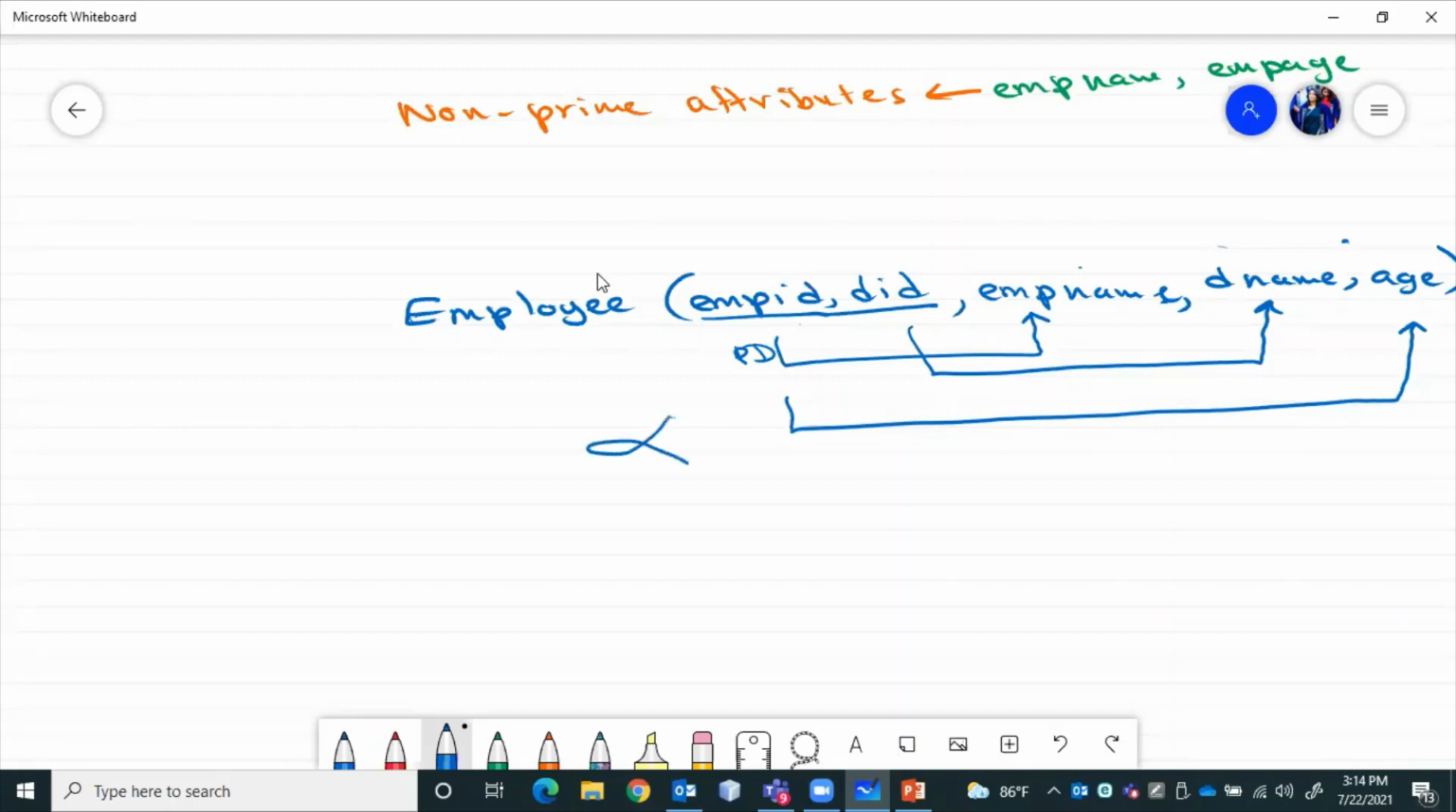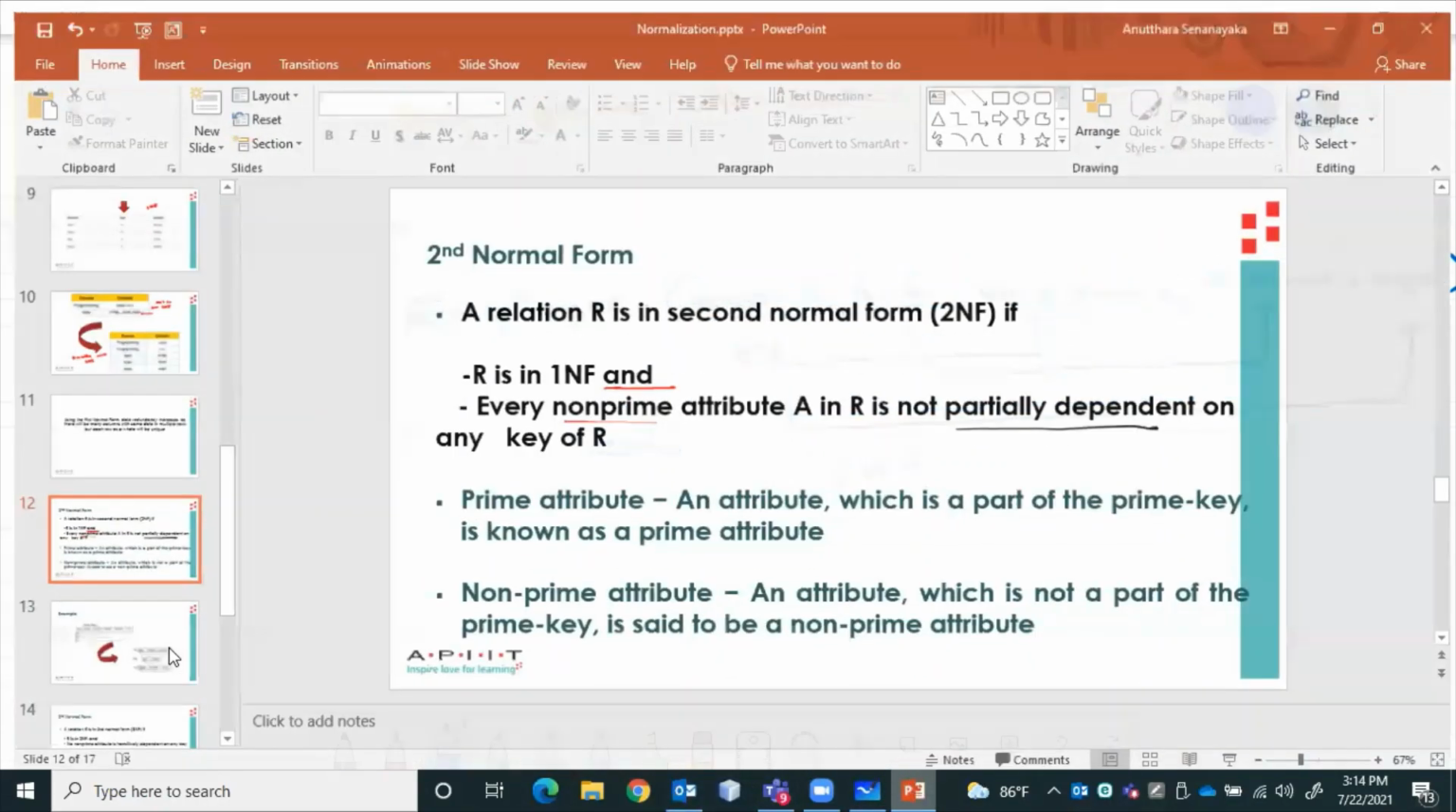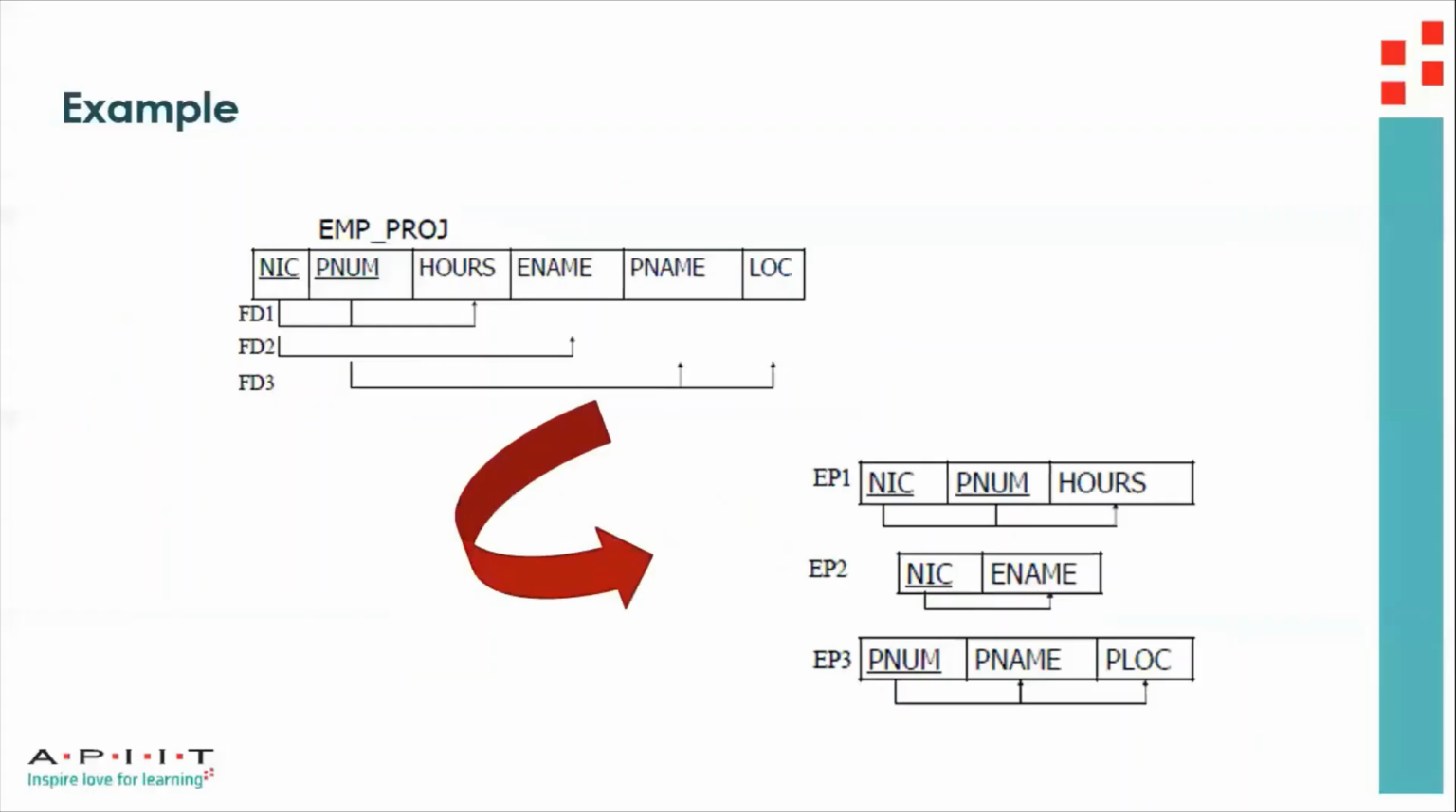So this is not the case of 2NF, right? So if you have a relation, and you want to make sure whether the relation is in the second normal form, you cannot have partial dependencies like this, right? So let's move back to the lecture slide. I have an example there. Look at this. Okay, right?